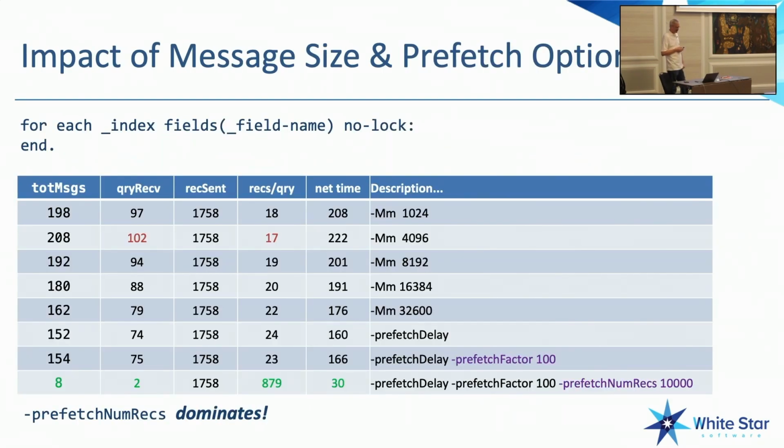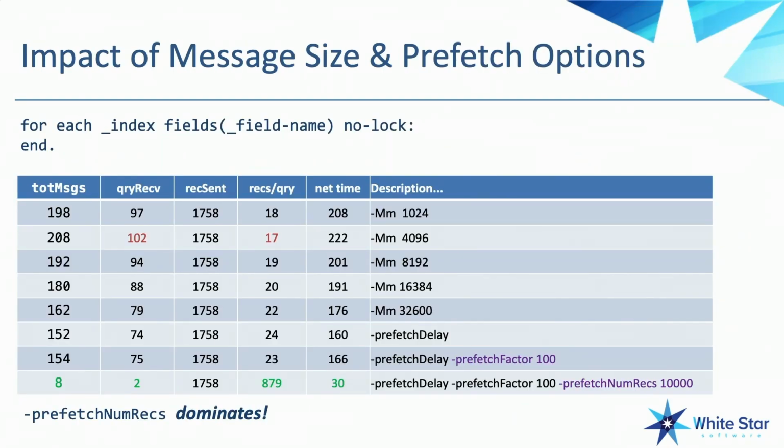And here's some stuff about the impact of various parameters. And what we see here is that the biggest impact was to set the number of records very, very large. You got some improvements as you came along, but really what happened was the big improvements came from the prefetch numRecs. And I'm coming up on time. Ooh, I'm nowhere near done.